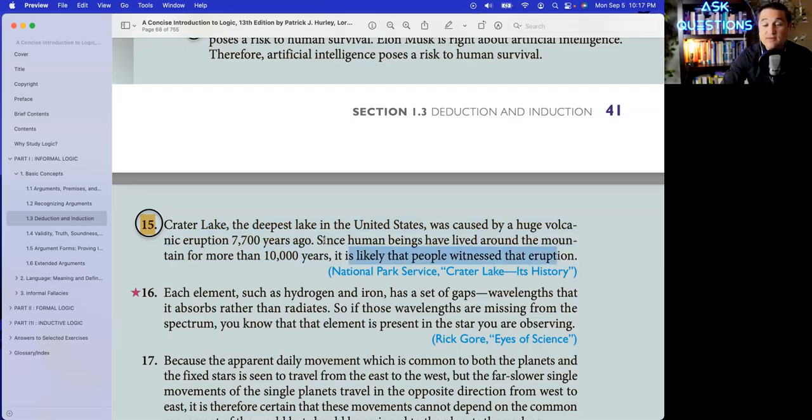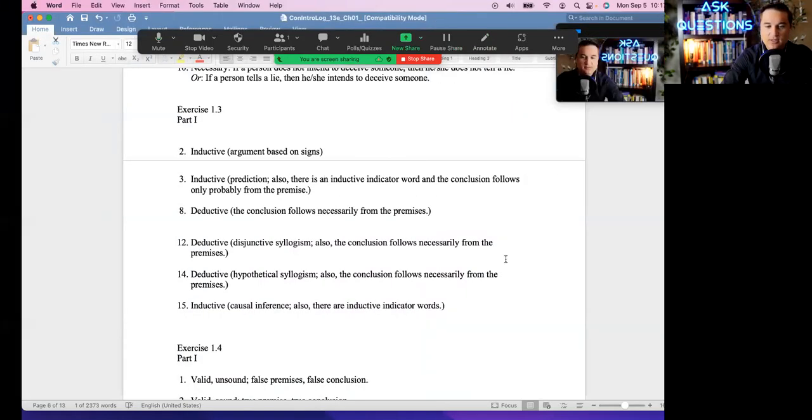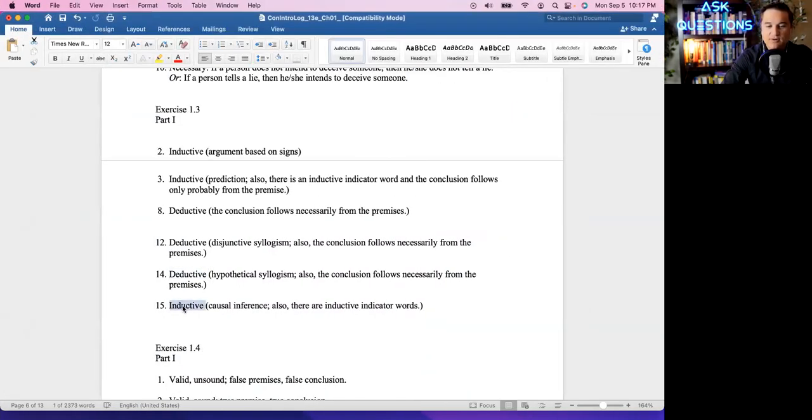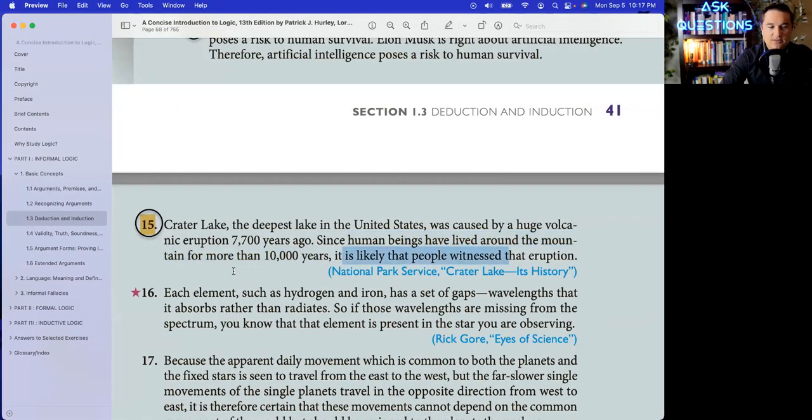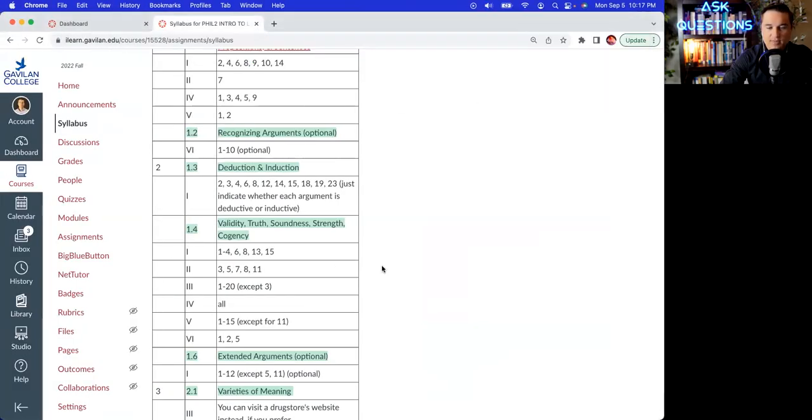But if you assume both of these things, would it be likely that people witnessed the eruption? Well, if people lived around there during the time that it happened, okay, it's a fair bet that they saw it. Is it a guarantee? No. So we can rule out deduction. So we're left with induction. It's an inductive argument. So it's an example of induction. We could say it that way. All right. Wonderful. I hope that made sense.